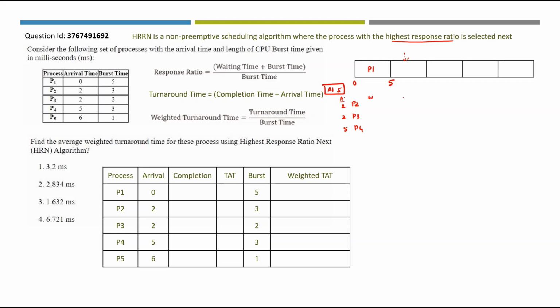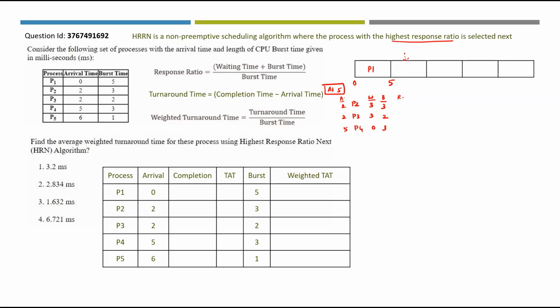What is the waiting time of process 2? It arrived at 2 and now the time is 5. So 3 milliseconds. P3 is also waiting for 3 milliseconds. P4 arrived at 5 only and now the time is 5 only. So 0 milliseconds of waiting time. What is the burst time of these processes? P2's burst time is 3, P3's burst time is 2, P4's burst time is 3.